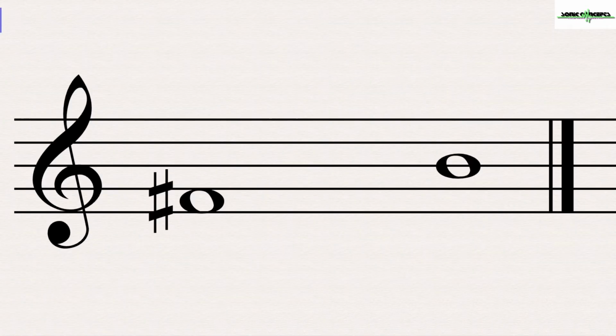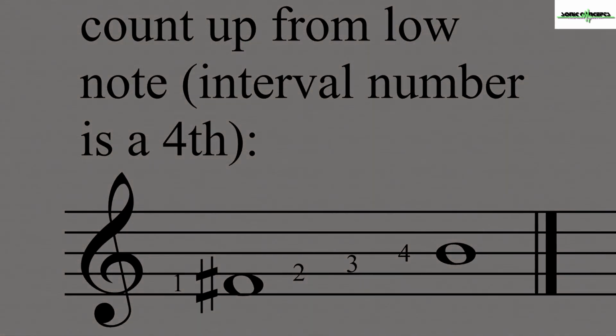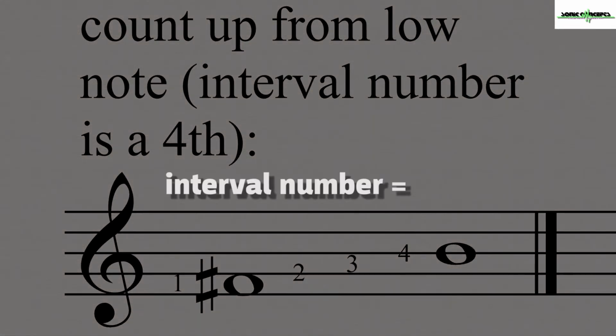Let's try another one. Take a look at this example. Count the consecutive lines and spaces from the low note to the high note, including the low note as the first number counted to determine the interval number. In this case, we start on a space, then a line, then a space, and then finally a line. Counting the lines and spaces yields the number 4, and so the interval number is a fourth.